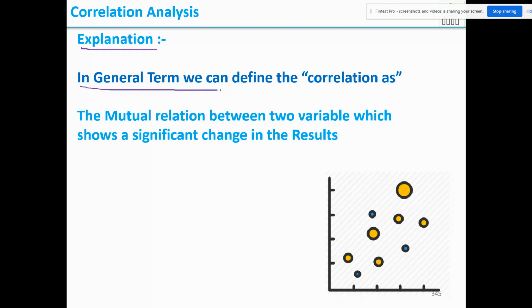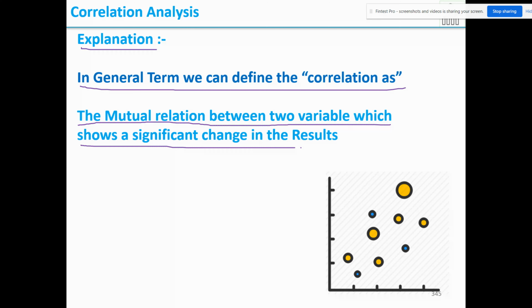So in general terms, let us see the explanation for correlation. We can define correlation as the mutual relation between two variables which shows a significant change in the result. What is mutual relation? If you select two variables, say A and B, that means A and B have a relation. When A changes, there will be a proportional change in B. This we call mutual relation.